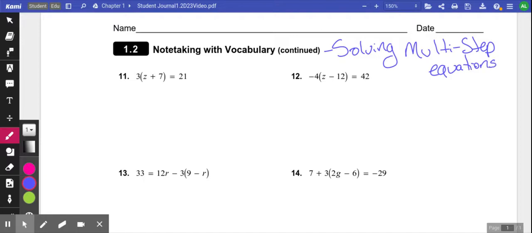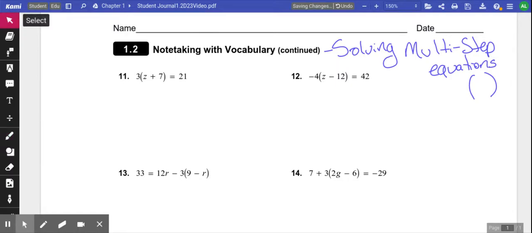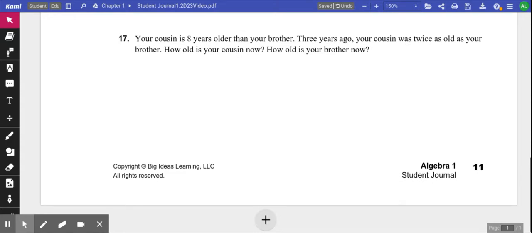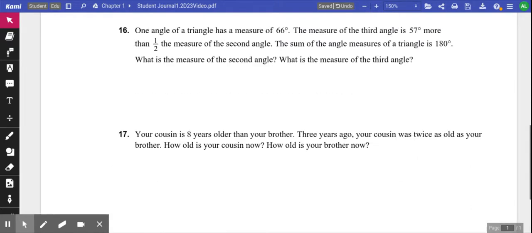This time, all we're adding today, since it's a distance learning day for everyone, pretty simple. We're just going to add a couple problems that include parentheses. All right, so go ahead and take a look. We're here on page 11 in your student journal. So go ahead and keep taking notes along with me.